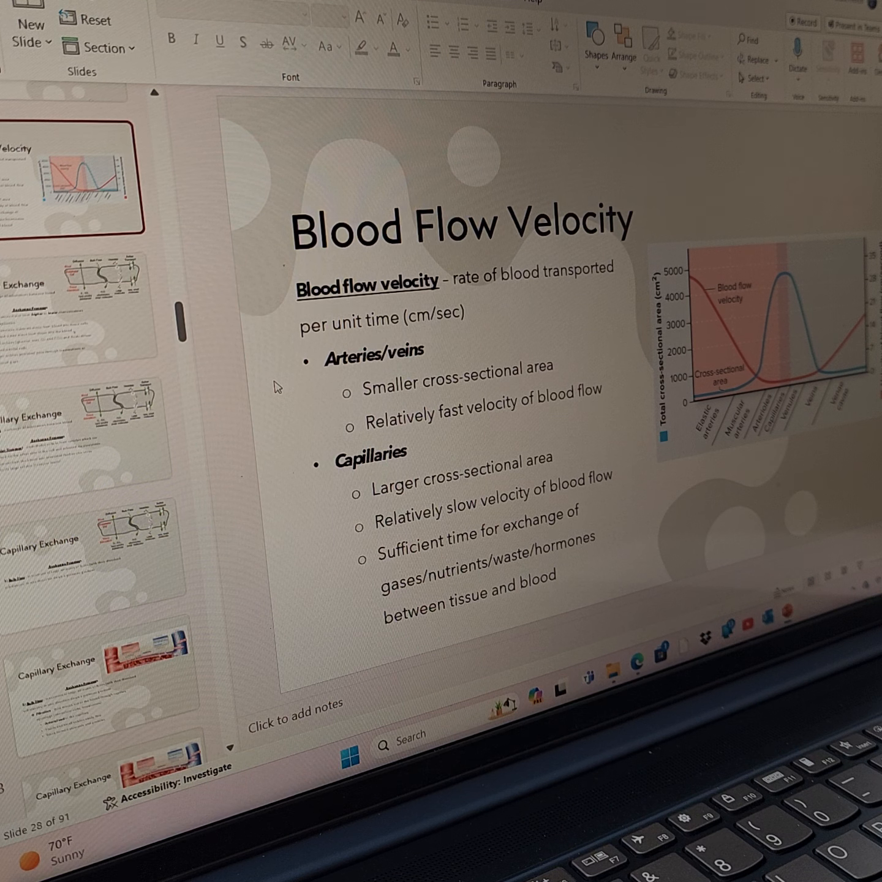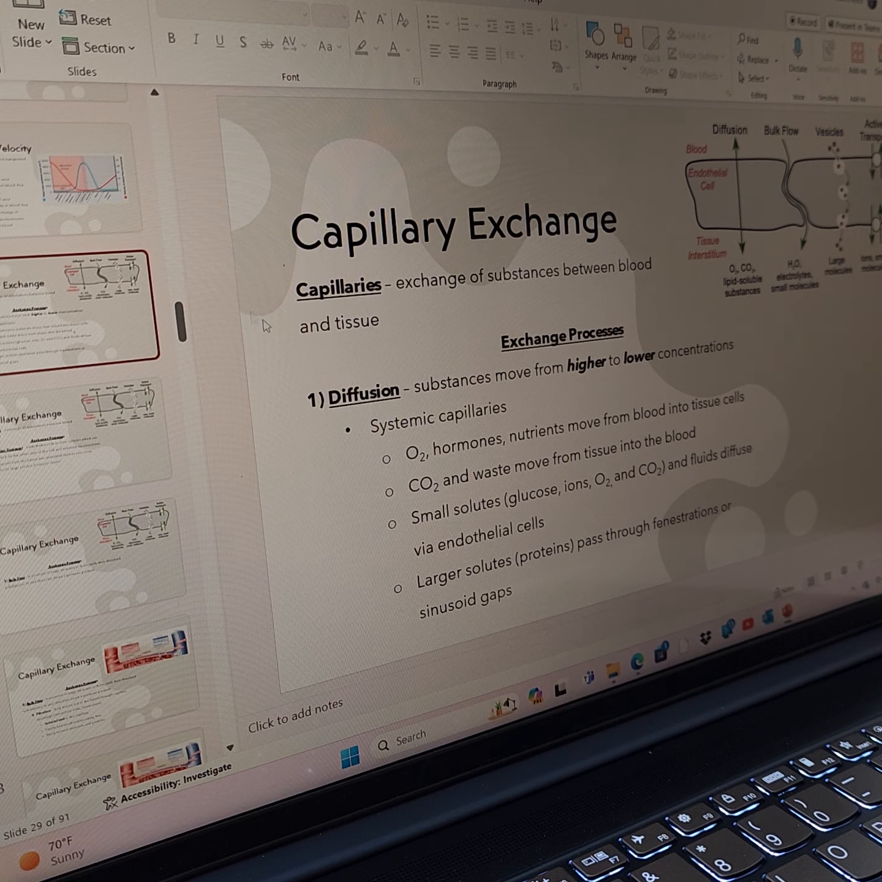This is where we make the transition into blood flow velocity. The arteries and veins have a smaller cross-sectional area, so they have a relatively fast velocity of blood flow. The capillaries have a larger cross-sectional area, so they have a relatively slow velocity of blood flow. This allows sufficient time for exchange of gases, nutrients, waste, and hormones that needs to take place between the tissue and the blood.